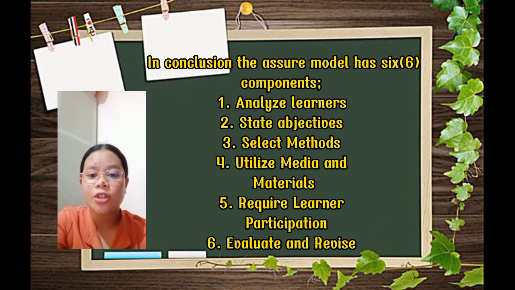In conclusion, the ASSURE model has six components, each necessary for the successful implementation of instruction. The first one is analyze learners. The second one is state objectives. The third one is select methods, media, and materials. The fourth one is utilize media and materials. The fifth one is require learner participation. And the sixth one is evaluate and revise.